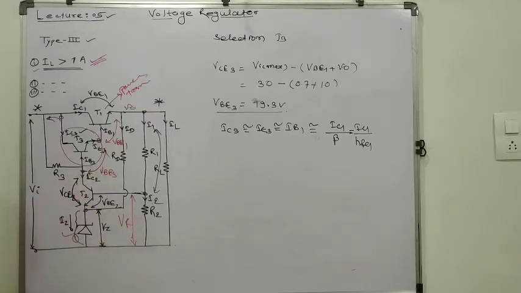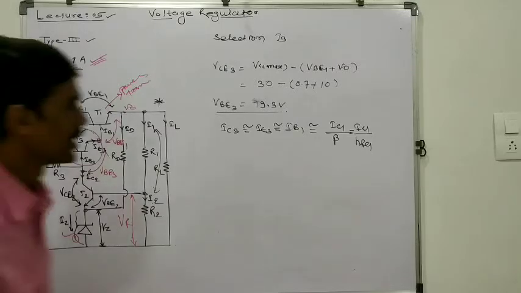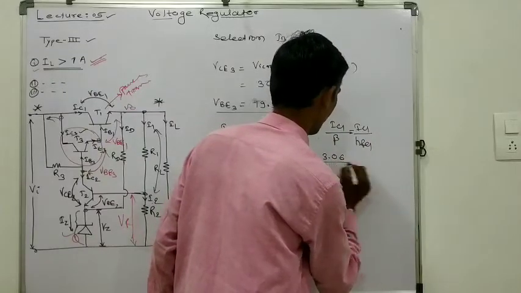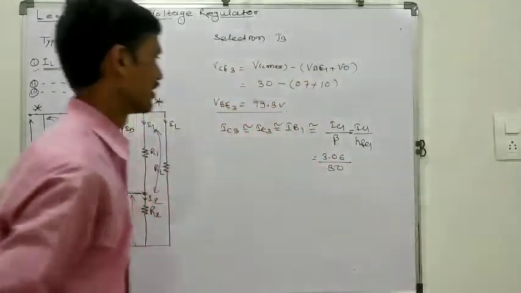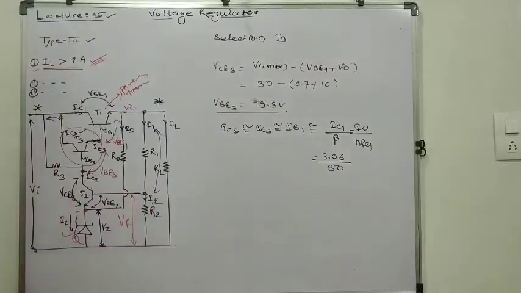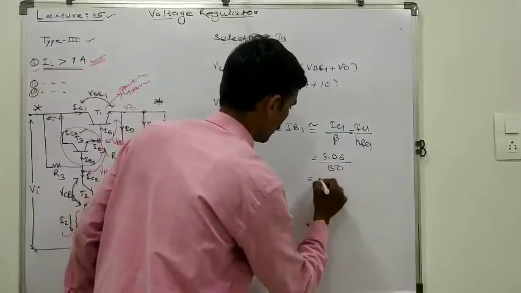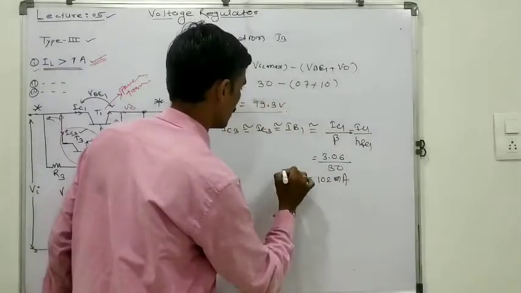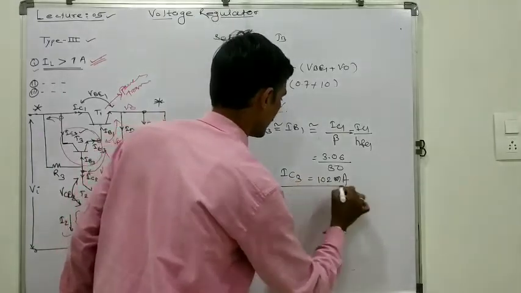In the previous case we calculated IC1. It is 3.06, and HFE is 30. So we get the value of IC3. IC3 is equal to 102 milliampere. So this is the value of IC3.